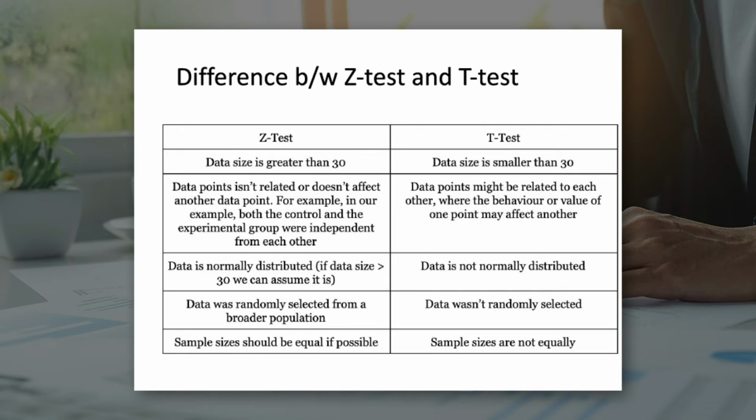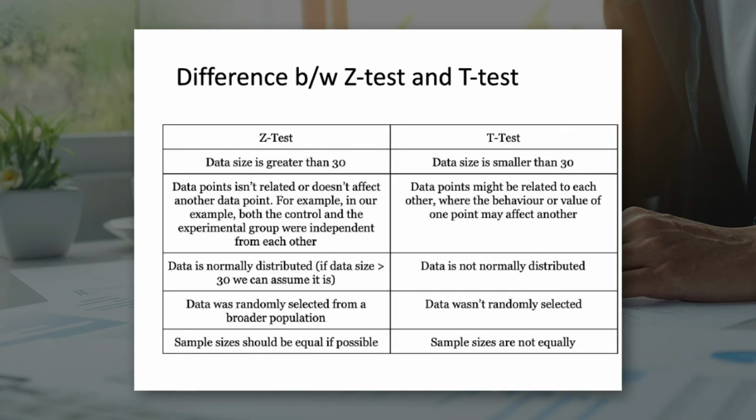If we talk about the Z test, we have already said data size needs to be greater than 30, whereas for T test data size is smaller than 30. So a data point is not related to or does not affect another data point. For example, in our illustration, both the control and the experimental group were independent from each other. And if we talk about t-test, which we are going to cover in our forthcoming session under the ambit of student t-test, data points might be related to each other, where the behavior or value of one point may affect another. So as far as Z test is concerned, data is normally distributed.